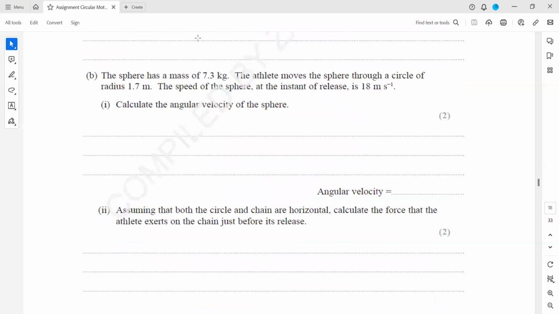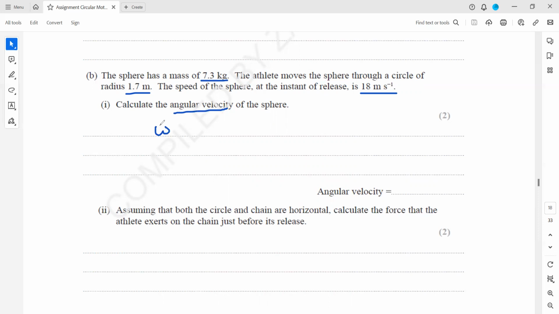A sphere has a mass of 7.3 kg. The athlete moves the sphere through a circle of radius 1.7 meter. The speed of the sphere at the instant of release is 18 meter per second. We need the angular velocity. Angular velocity means we need omega.